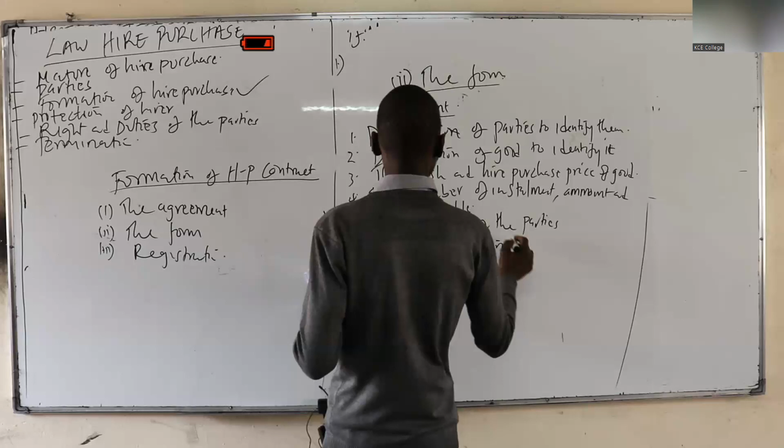Roman 2, the property in the goods does not pass to the hirer. And the last one, the owner may still repossess the goods if the court orders so.